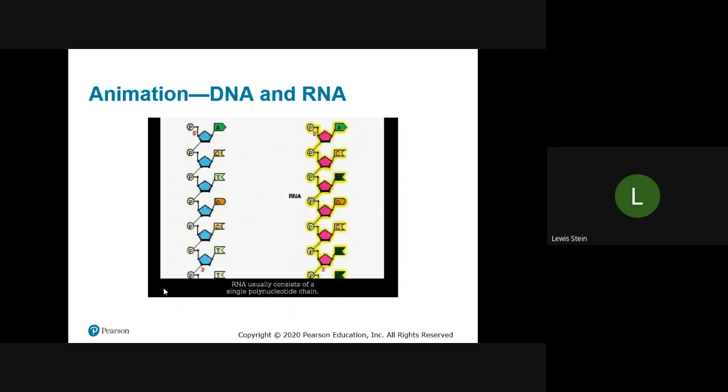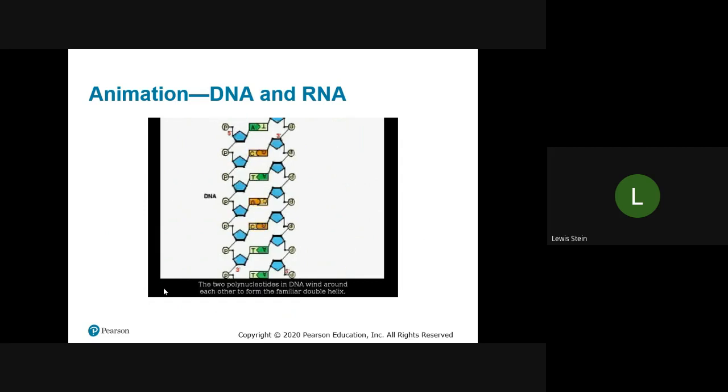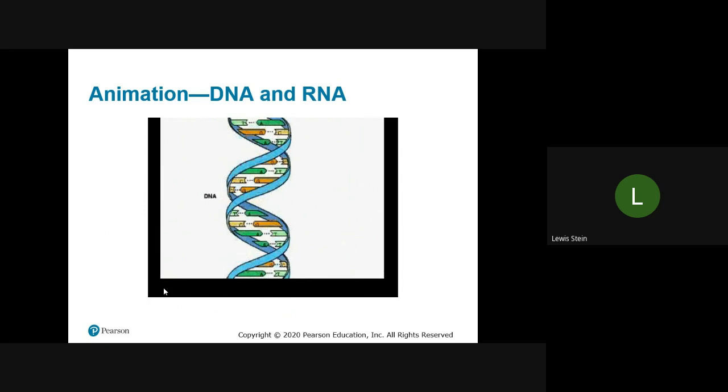RNA usually consists of a single polynucleotide chain. DNA, on the other hand, consists of 2 polynucleotide chains. The 2 DNA chains, or strands, are oriented in opposite directions and held together by hydrogen bonds between the nitrogenous bases on opposite strands. Because of their sizes, shapes, and arrangement of polar groups, the DNA bases form complementary pairs. Adenine pairs with thymine, and cytosine pairs with guanine. The 2 polynucleotides in DNA wind around each other to form the familiar double helix.